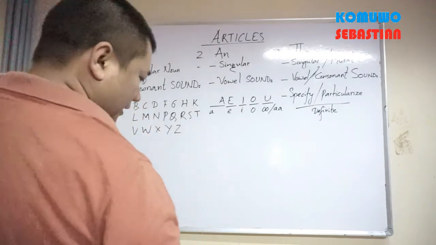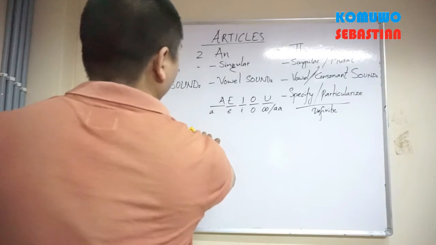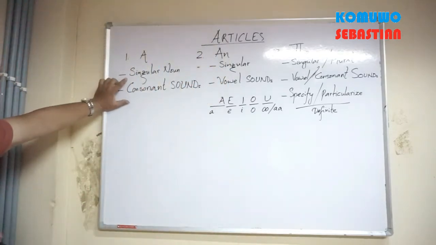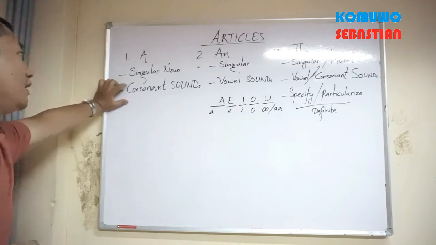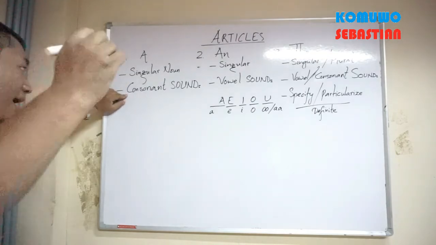Shall we go for some examples? Fine. So give me an example where a noun is singular and starts with a consonant sound. Pen. A pen.